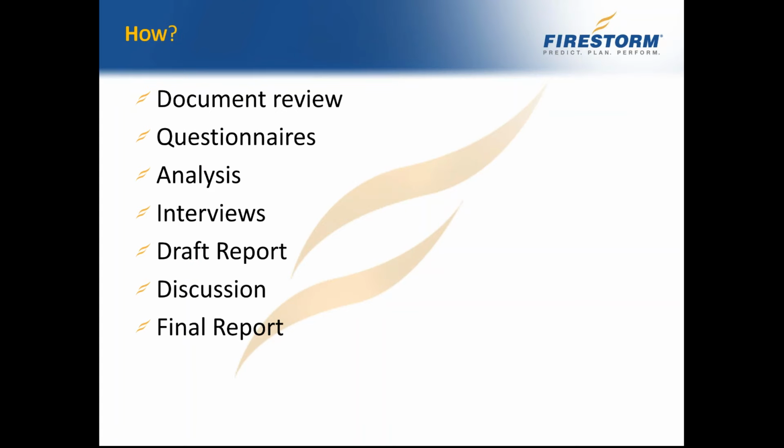So how do we do it? We do a document review. You look at what's already in place. You probably have some procedures. You may have a business continuity plan. You may have an emergency plan. Maybe you've done a risk assessment or a vulnerability threat assessment for your business and what you're concerned about. As we do that, we would then design a questionnaire that would go out to key department heads to share their insights, and we'll talk about what's included in that.